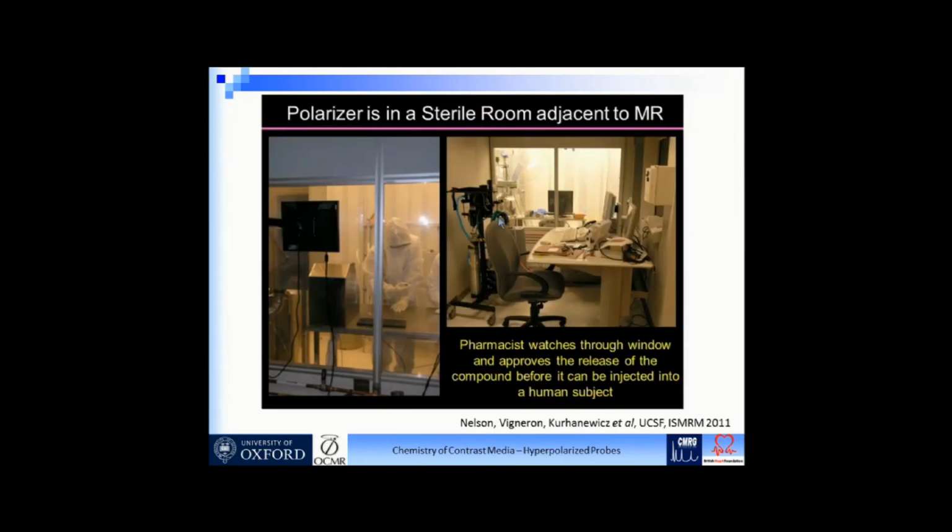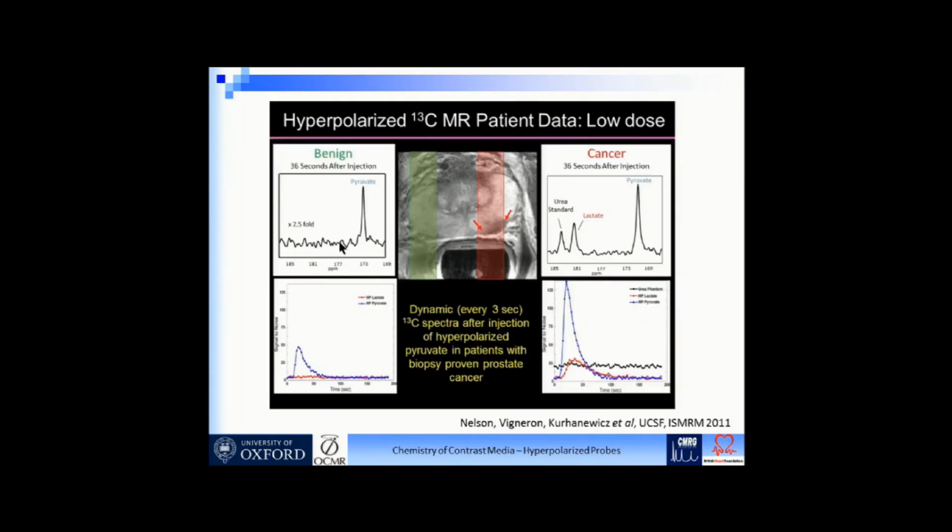They've moved forward from that point to do their first phase 1 clinical trial. In this situation, what they've done is they've embedded the polarizer into a clean room, allowing sterile preparation of the compound and its eventual injection. A pharmacist watches through the window to approve the release of the compound before it's injected. So it's sort of similar to a PET tracer from that perspective, but with a much shorter time window for release.